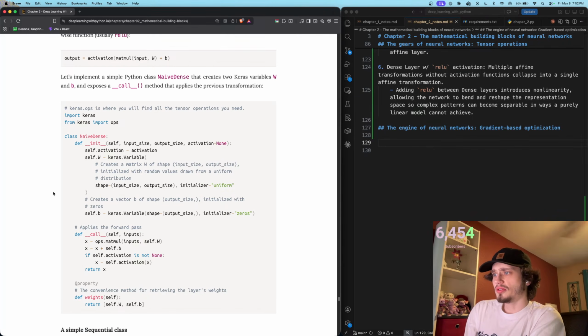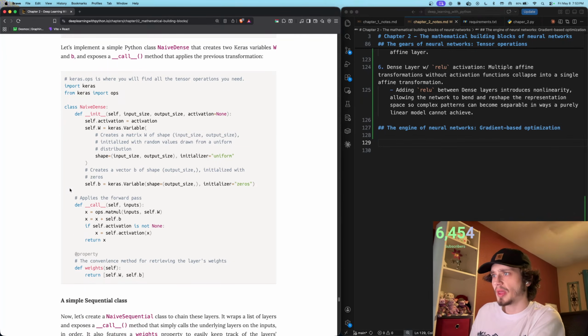All right, we have a call special method, which applies the forward pass. So when we call this, given the inputs, we apply the matmul operation on inputs and self.W. We add the bias, we apply the activation, and then we return the resulting value. And we have a property, a convenience method for retrieving the layer's weights, which returns a list of self.W and self.b. That makes sense. I'm following all that.